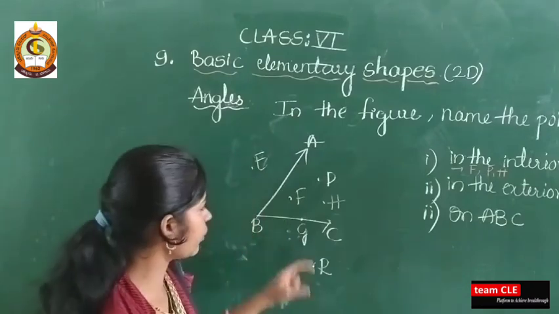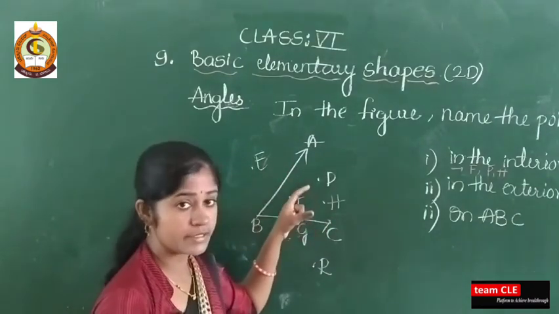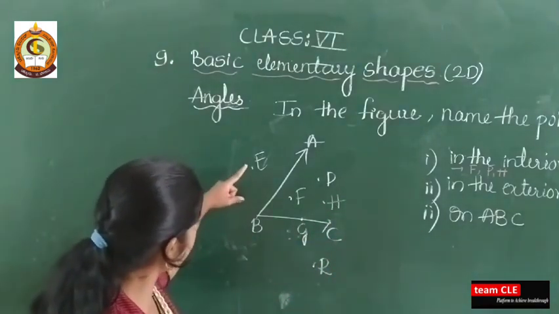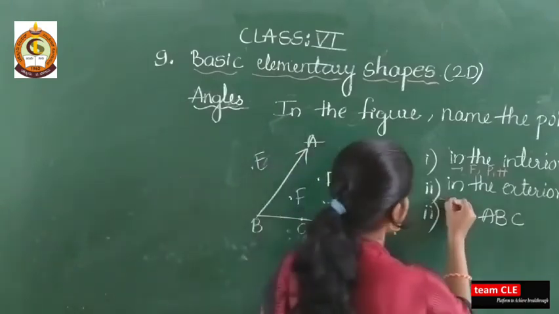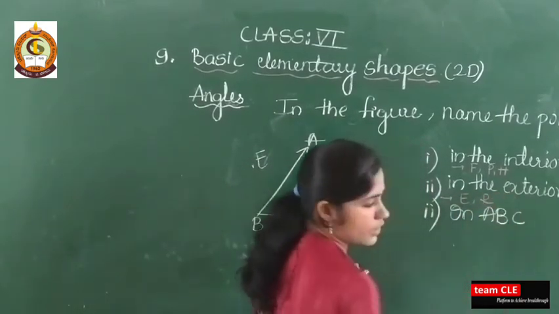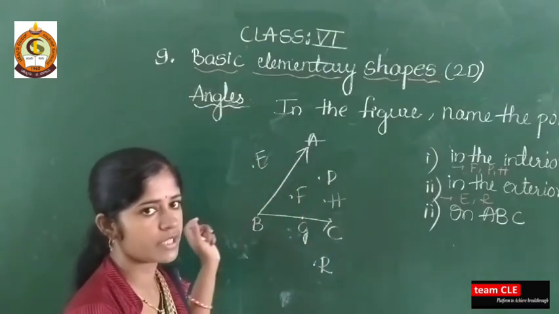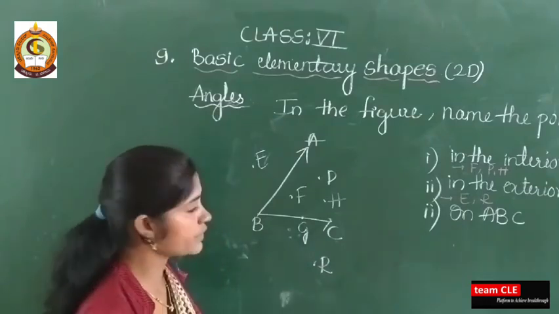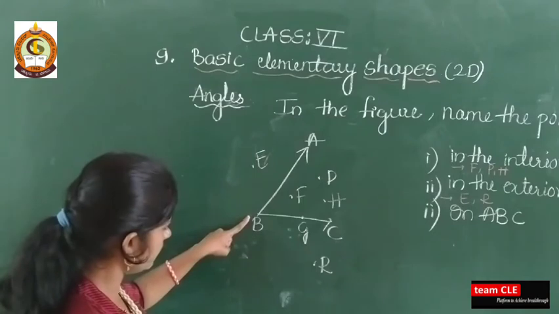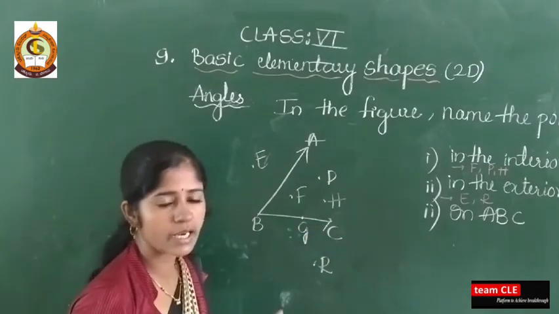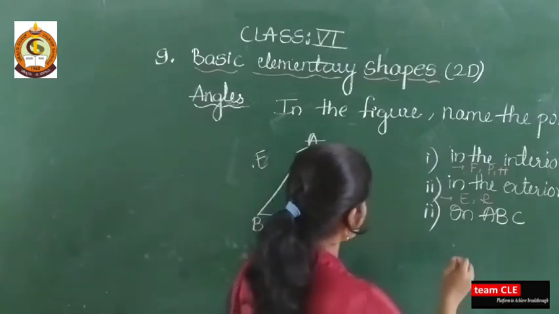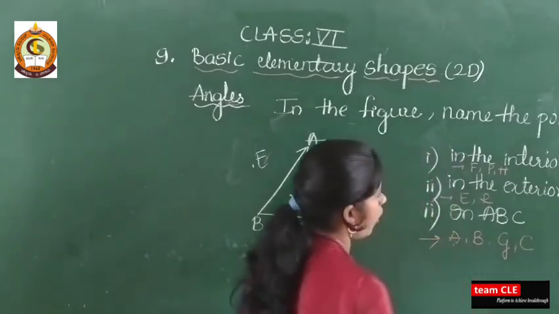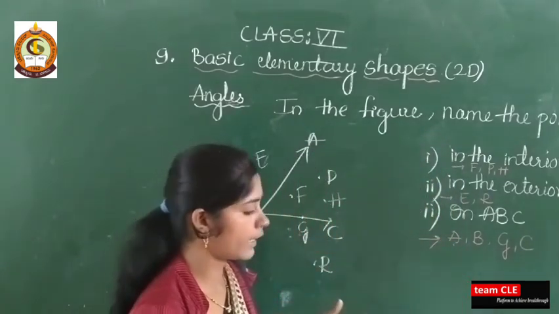I hope you are getting my point. Yes, they are in the interior, inside the angle. In the exterior of angle ABC, which points are there? E and R. Just observe which one is inside, which one is outside, and which one is on the angle ABC. Then on ABC, which points are there? See, A, B, G, C. They all are lying on ABC.